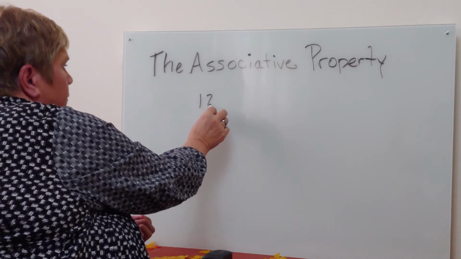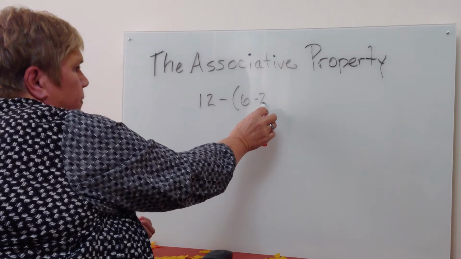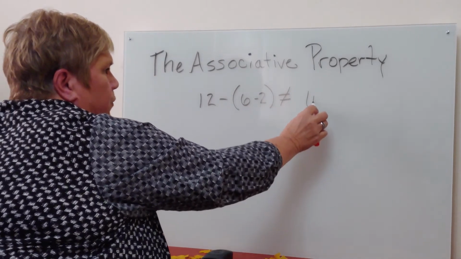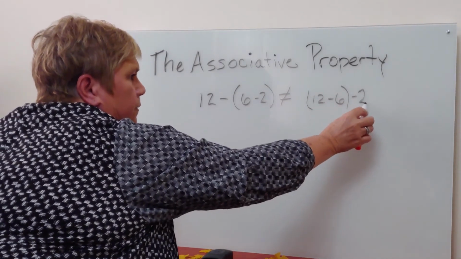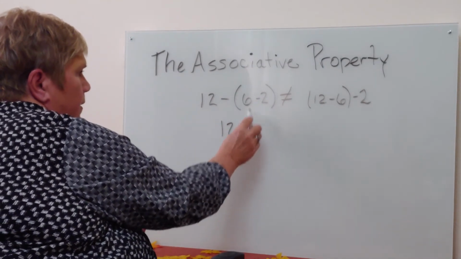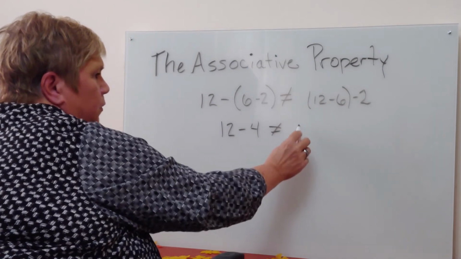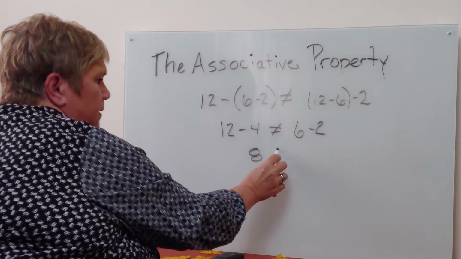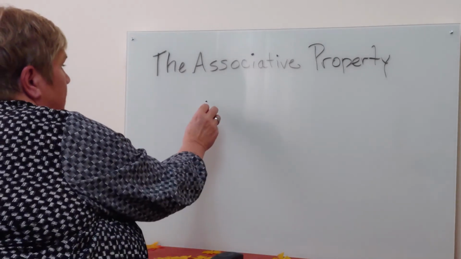So 12 minus 6 minus 2 does not equal 12 minus 6 minus 2. So 12 minus 4 does not equal 6 minus 2. 8 does not equal 4. The same holds true for division.